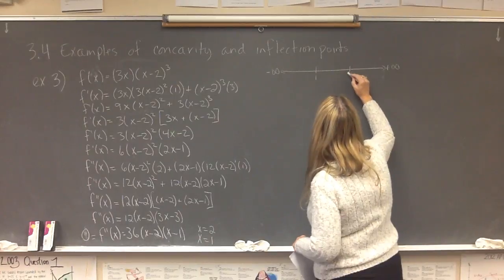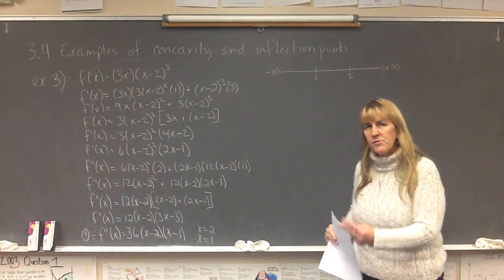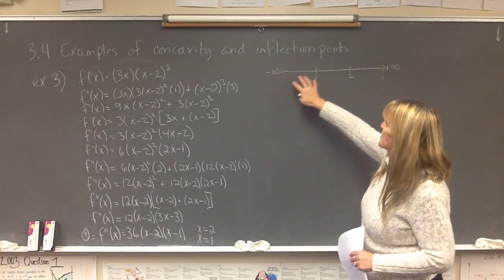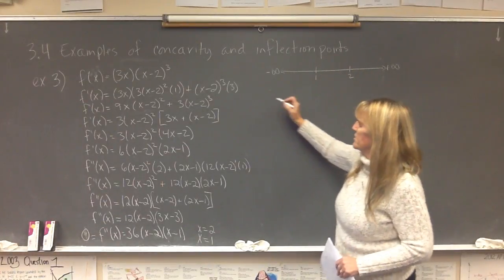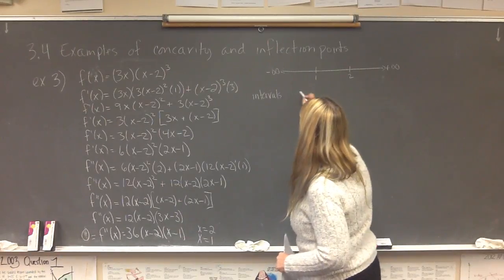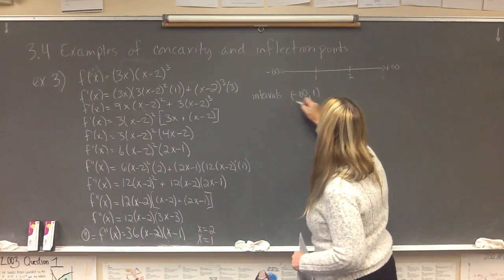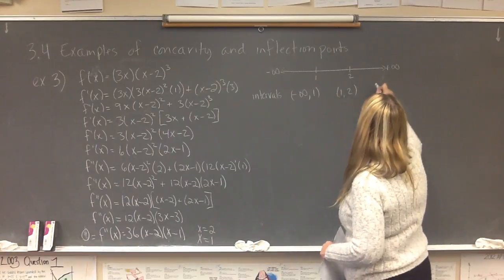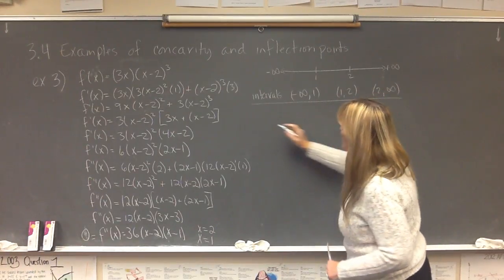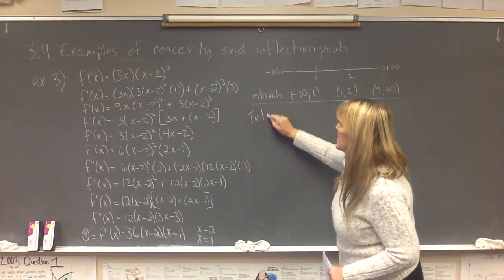Here's a 1 and here's a 2. So I'm putting two numbers on my number line, but make sure you understand that actually gives us 3 different intervals. So here are my intervals. Negative infinity to 1, 1 to 2, and then from 2 to infinity are my intervals. Next thing I'm going to want are test points.